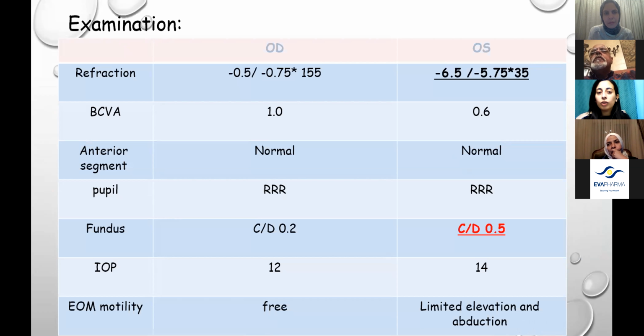The best corrected visual acuity in the right eye was 6/6 in comparison to the left eye that was 6/12. The anterior segment was normal in both eyes, and the pupil was reactive in both eyes, no relative afferent pupillary defect found. But in the fundus, there was a cup disc ratio of 0.5 in the left eye in comparison to the normal size that was 0.2. The IOP was within normal range on 2 different occasions, and the extraocular motility was limited in the left eye, limited elevation and abduction only.